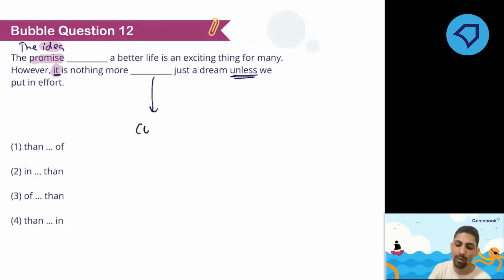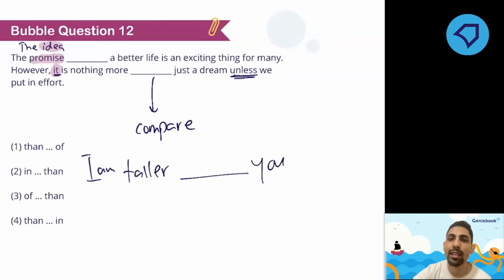So the clue for you is we want to compare. For example, taller than, I am. What's this word? There's a hint. Double question 12, let's go.